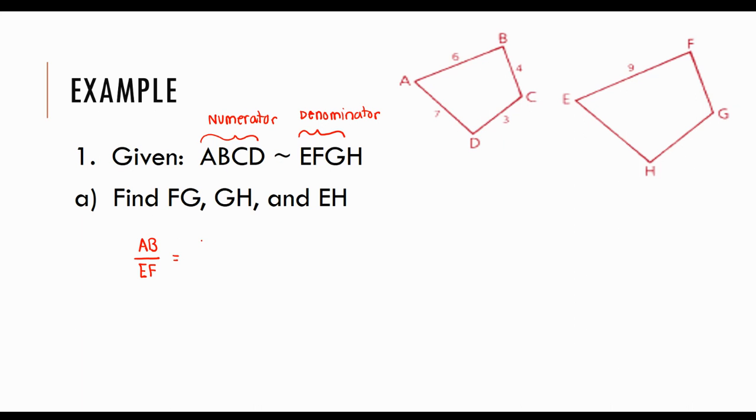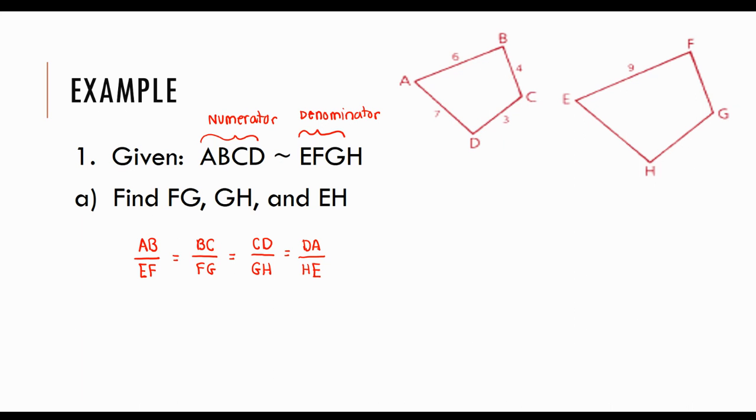So then I'm going to say the side BC. So notice that that would be then over FG. We've got the side CD. So if you look at the order of the letters, that would have to go with GH. And then if we look at the side DA, that would have to go with HE. Okay, so there is the ratio of all of my corresponding sides that are equal.